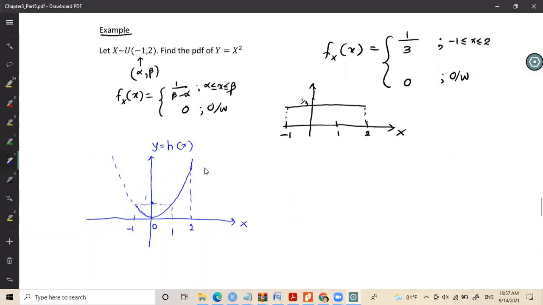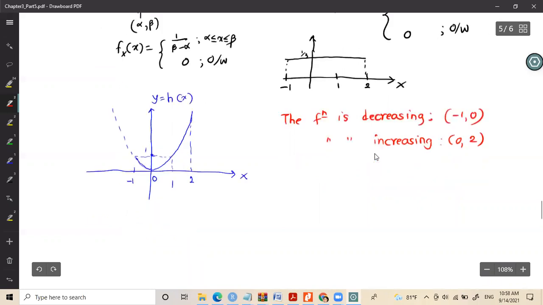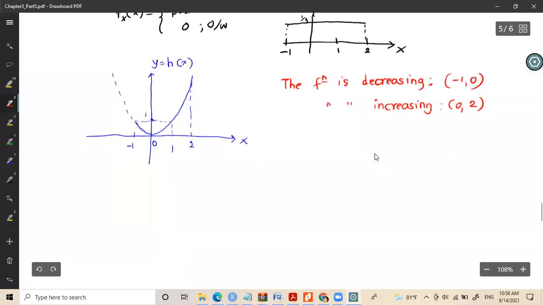Okay, right. So let's start it. We'll start with the -1 to 0 side first. Okay, so shall we write it? The function is decreasing in -1 to 0, and the function is increasing in 0 to 2. Right? These are open intervals, continuous cases. Okay, so let's start with case 1.